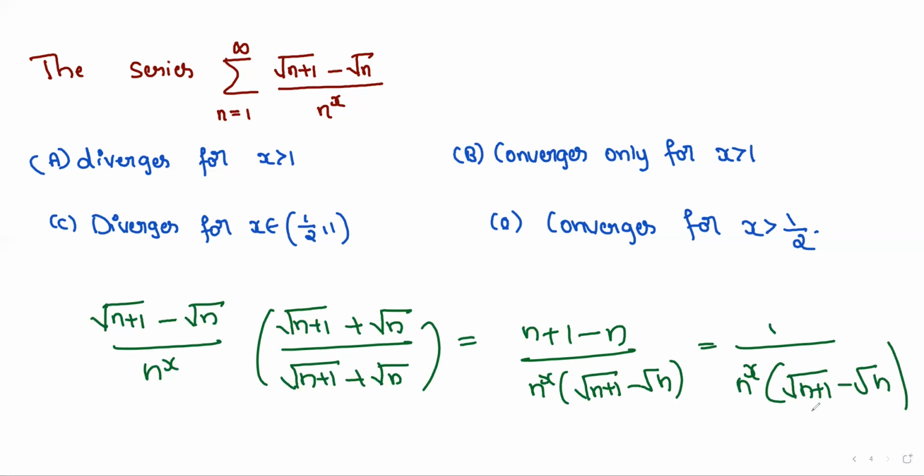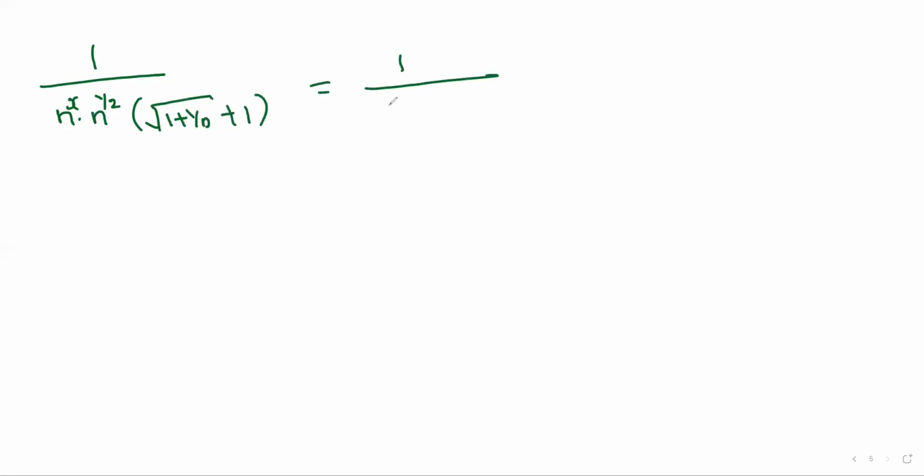Taking root n common in these two terms, we get 1 by n power x into n power 1 by 2 into (square root of 1 plus 1 by n, plus 1). On simplifying, we get 1 by n power x plus 1 by 2 into (square root of 1 plus 1 by n, plus 1).